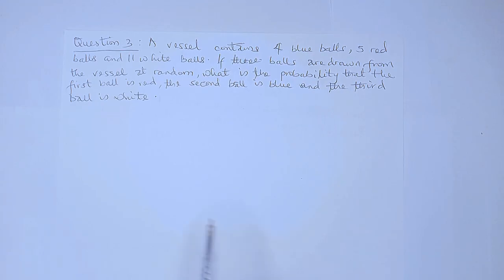The question says the probability. Okay, question 3. A vessel contains 4 blue balls, 5 red balls, and 11 white balls. If 3 balls are drawn from the vessel at random, what is the probability that the first ball is red, the second ball is blue, and the third ball is white?